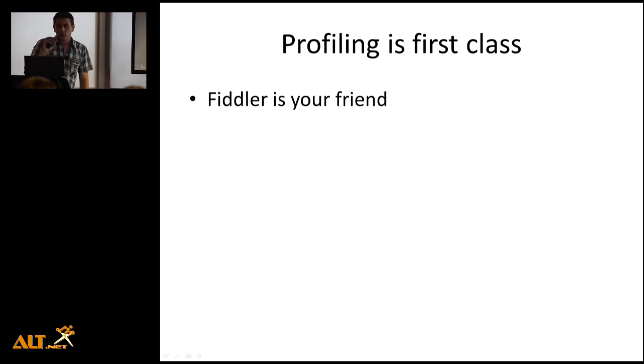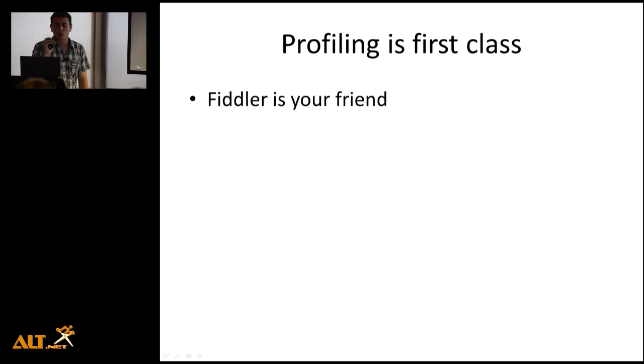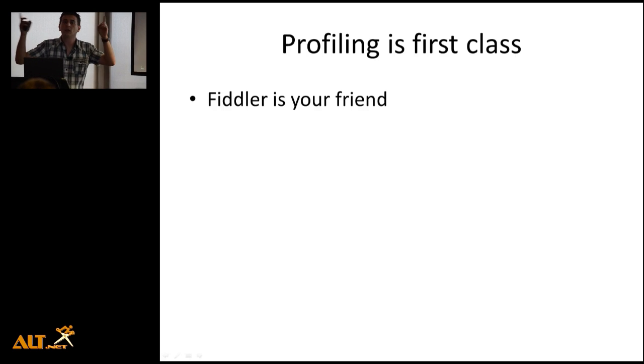So I touched briefly on profiling. Profiling is first class. Allende built this. Allende built NH Profiler for Hibernate. He knows what he's doing. Fiddler is your friend. I'm conscious of time, so if you haven't seen Fiddler, look it up, download it, install it. You just see HTTP requests against your database. You double click on them, you'll see the exact GET URL or your POST will be there. You'll see exactly what's hitting the database.